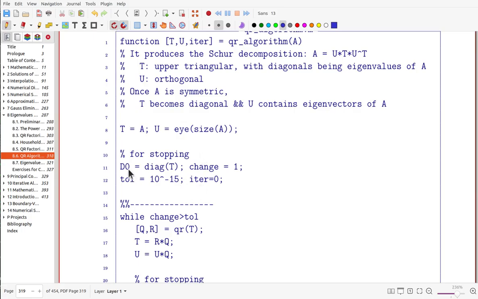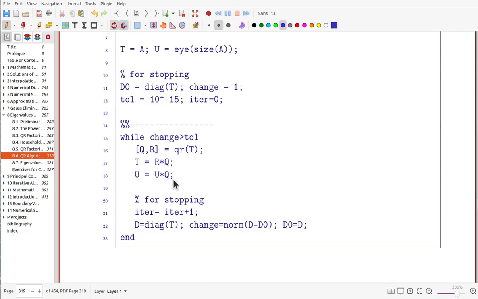And for stopping, we consider the diagonal entries of T, and they're saved in D0, and change. We try to check change along the diagonal entries. In the beginning it is 1, and tolerance is 10 to the minus 15, and iteration count is 0. Now the loop is organized in this way. While change is larger than tolerance, we will keep going.